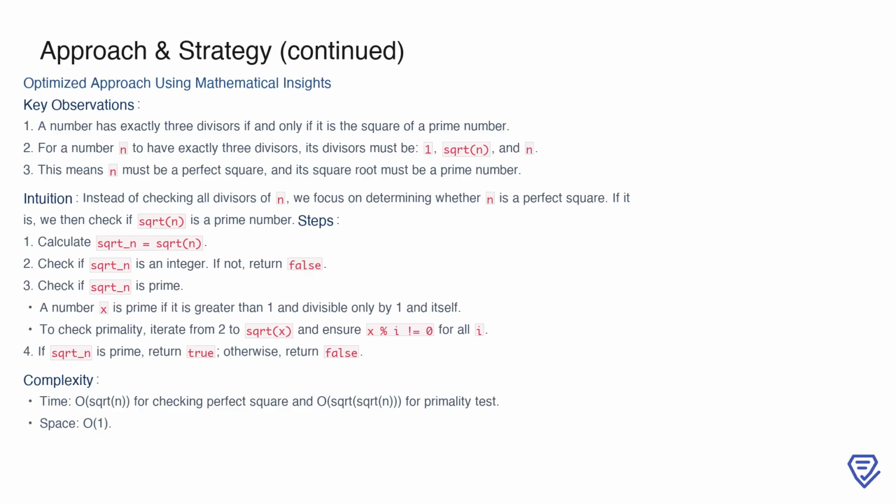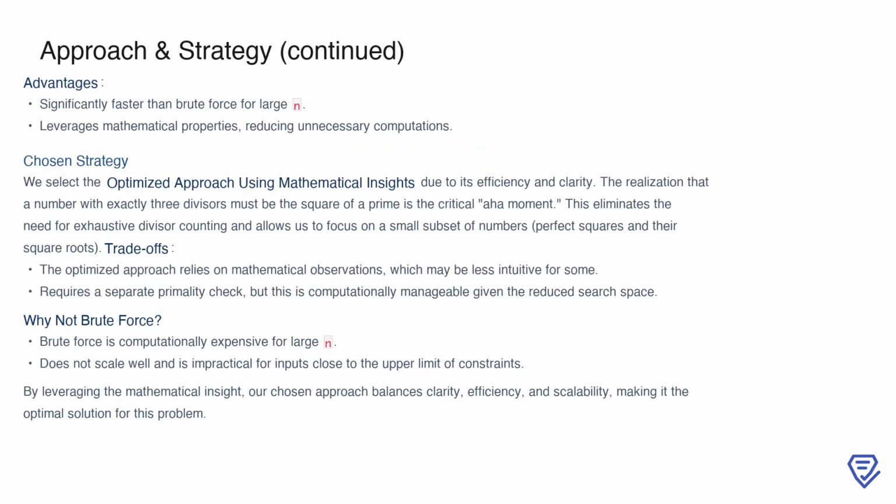This approach dramatically reduces the number of calculations required. The time complexity is now O(sqrt(n)) for checking the square root and O(sqrt(n)) for the primality test, making it far more efficient than brute force. The optimized approach offers several advantages over brute force.